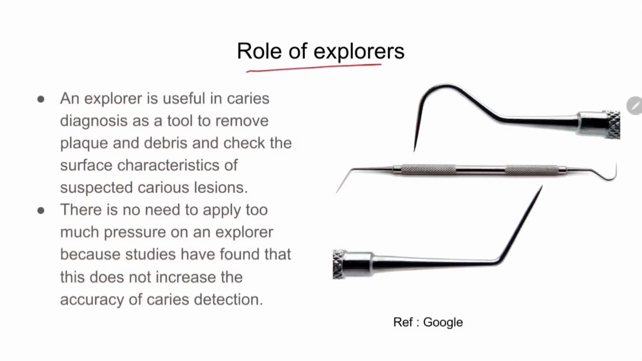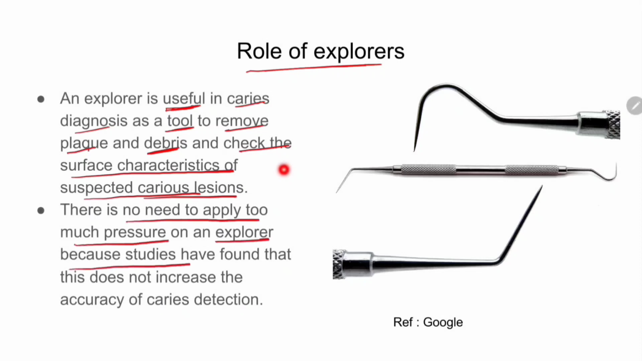So what is the role of this explorer? An explorer is useful in caries diagnosis as a tool to remove plaque and debris and check the surface characteristics of suspected carious lesions. There is no need to apply too much pressure on an explorer because studies have found that this does not increase the accuracy of caries detection, as we already learned.